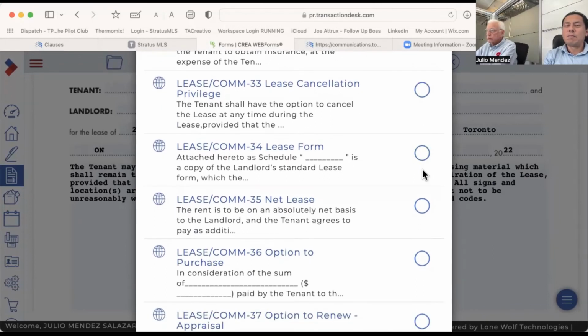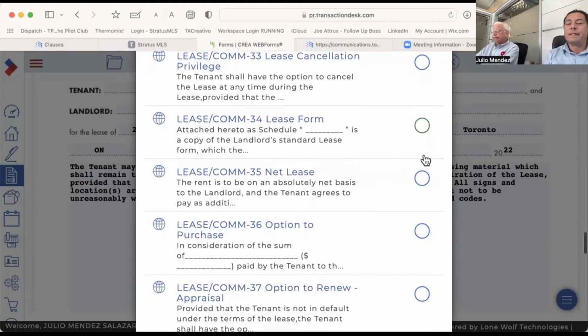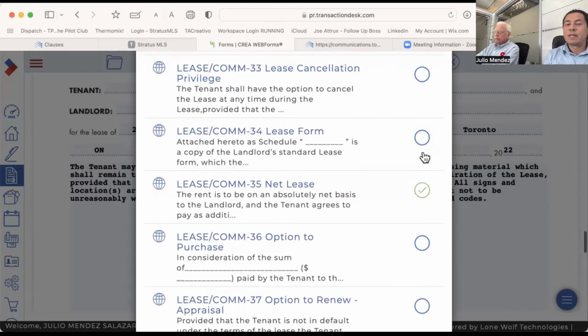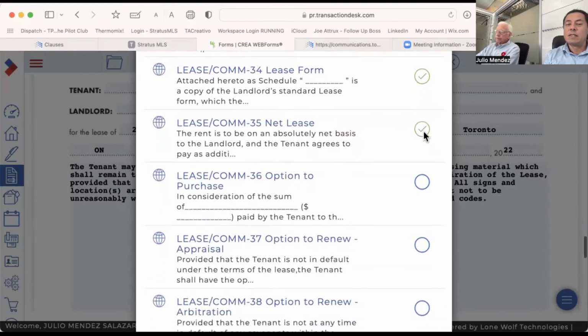Lease form attached here to a schedule is a copy of the landlord's standard lease. Yes, if the landlord has a standard lease agreement, not the agreement to lease. The listing agent, when the landlord signs the agreement to lease, may give to the other agent a copy of the landlord's standard lease agreement. All right, great. Net lease. Yes, this is a net lease. And the previous one as well.